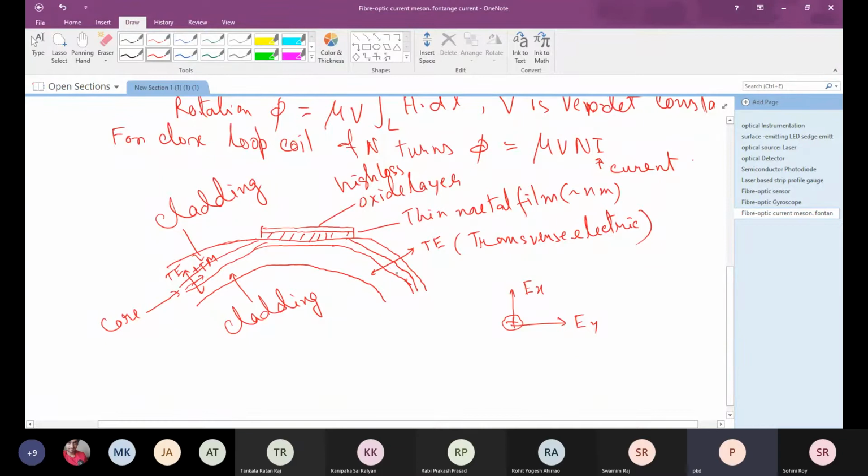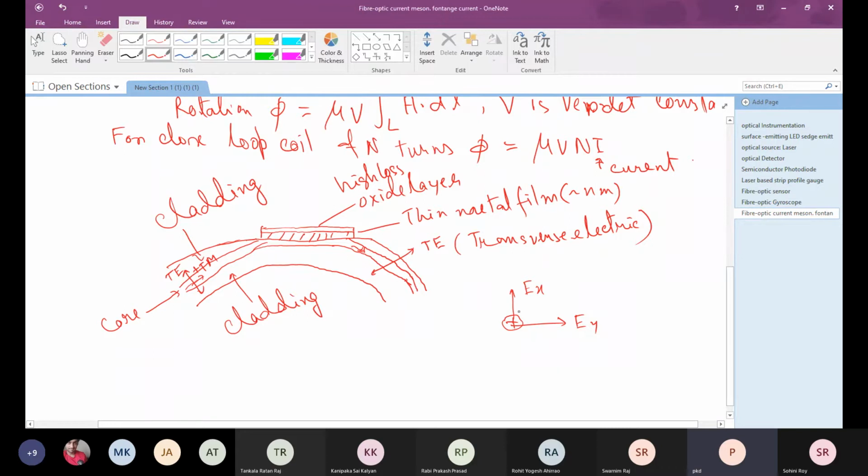So therefore here, when the light is coming out, the dominant component would be the transverse electric component. So therefore we will have a kind of alignment of the electric field in a preferential direction. So that's why we can say that the output light is polarized.